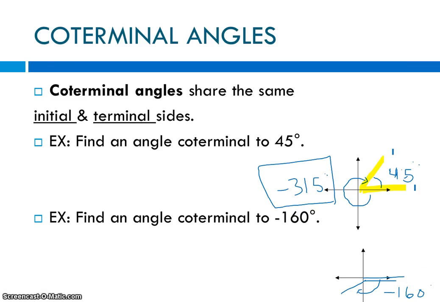So to find the angle that is coterminal to it, I'm just going to go the opposite direction. So in this case, it's the positive direction. So I'm going to start on the positive x-axis and go around so that I started at the same initial side and ended at the same terminal side. So I'm just going to do 360 degrees minus 160 degrees, which is 200 degrees. And since I went counterclockwise, in the positive direction, the coterminal angle is 200 degrees.